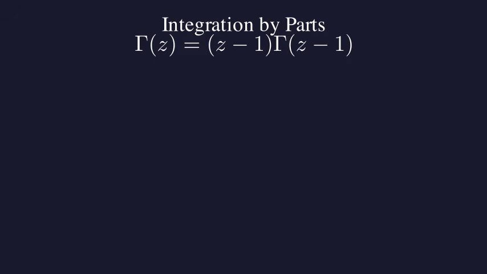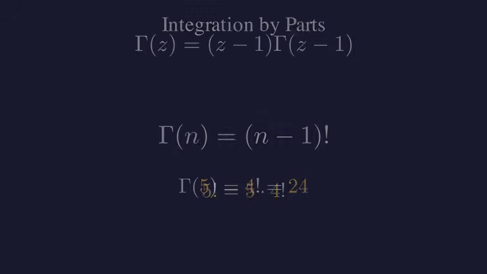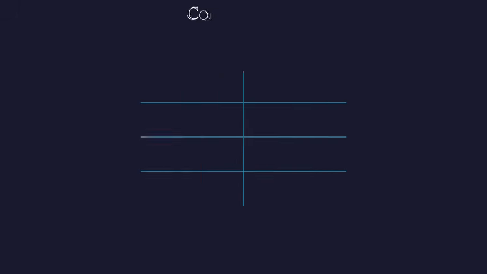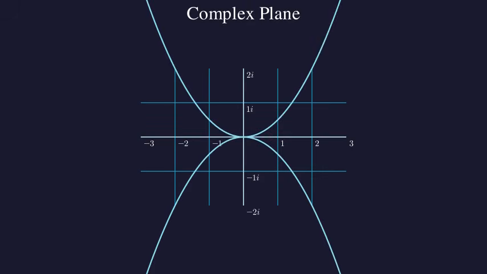However, there is a distinct shift. Because of how the integral is set up, gamma of n actually equals n minus 1 factorial. For example, gamma of 5 is equal to 4 factorial. This integral definition allows us to plug in fractions and even complex numbers, creating a beautiful continuous landscape that generalizes the factorial concept for the entire complex plane.